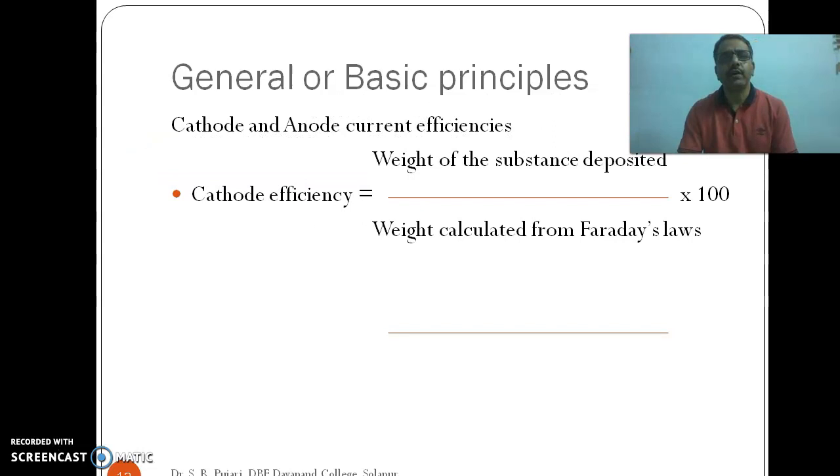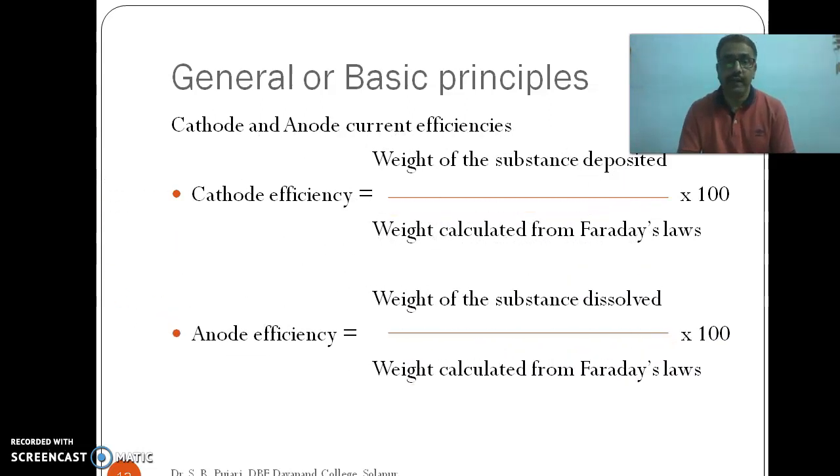So what is cathode current efficiency? Cathode efficiency is the ratio of the actual weight of the substance deposited on the surface of the cathode to the weight calculated from Faraday's laws, multiplied by 100. The weight calculated theoretically by Faraday is always higher than the actual weight we get on the surface of the cathode. Therefore, the cathode efficiency is always less than 100%.